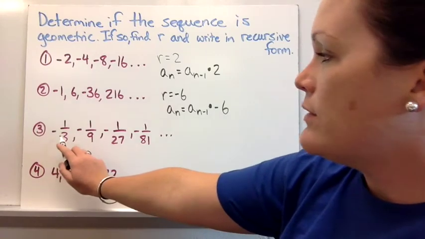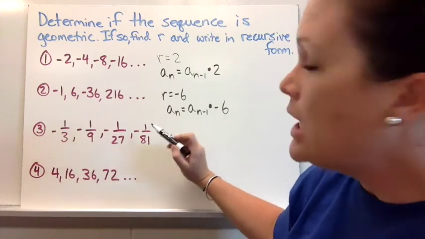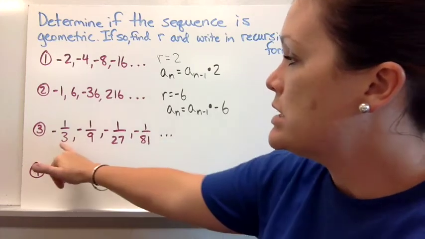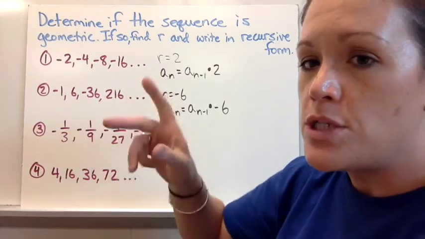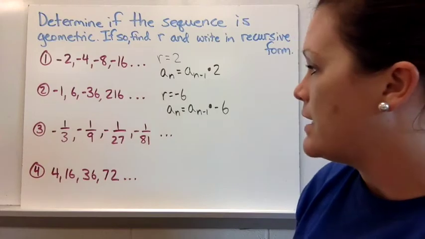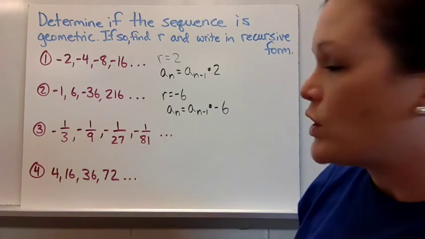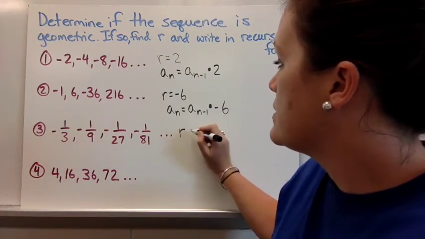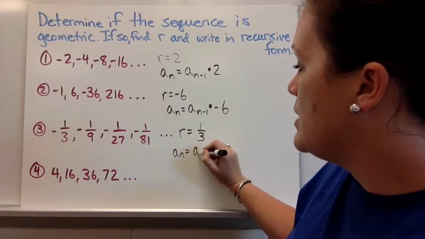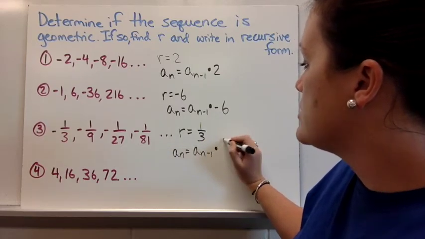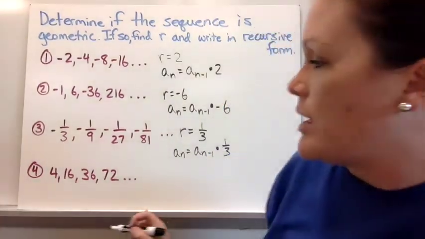For number 3, we have -1/3, -1/9, -1/27, and -1/81. So this one stays negative. So we're not multiplying by a negative. Notice that one switched signs each time, so you can tell that it's a negative that's happening right there. But here, we're just multiplying by 1/3 each time. And it's getting smaller. So r equals 1/3, and a sub n would be a sub n minus 1 times our common ratio of 1/3.